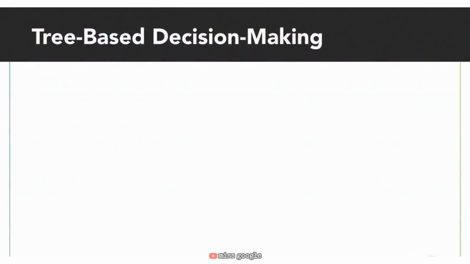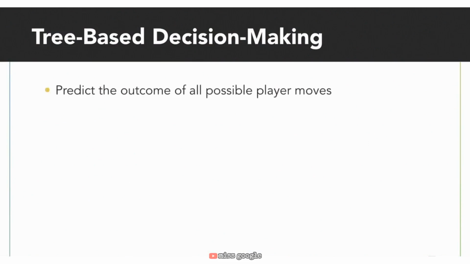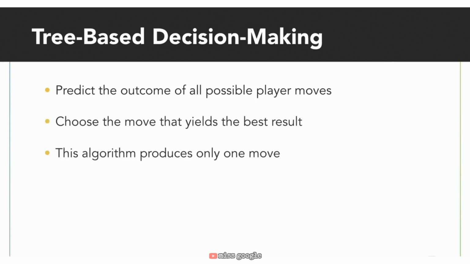To play a turn-based game like tic-tac-toe or chess, we are going to use a tree-based decision-making approach. This technique consists of predicting the outcome of all possible player moves starting at the current state of the game. In this algorithm, we must choose the move that yields the best result for us. Be aware that running this algorithm produces only the next move, not the whole sequence of moves in the future. So this is how tree-based decision-making looks like.